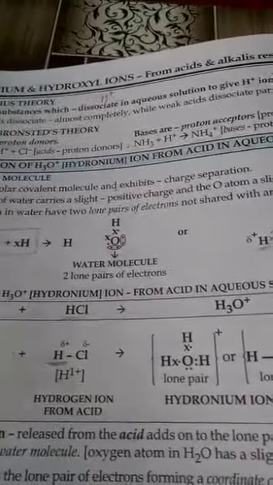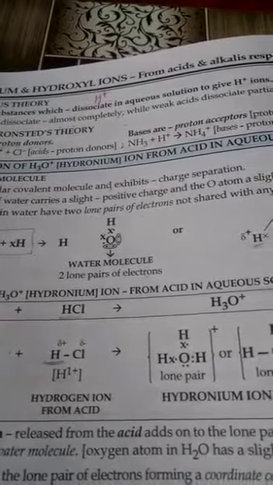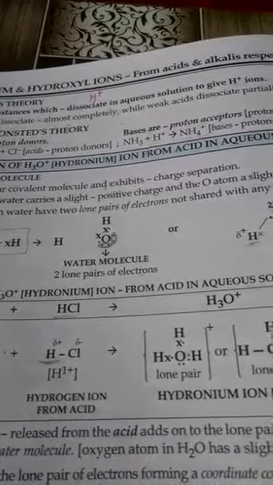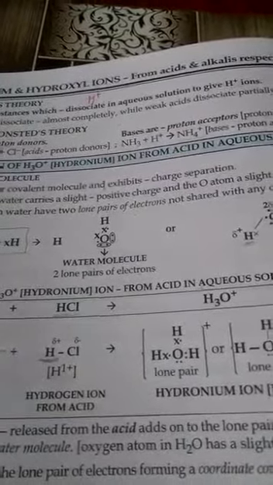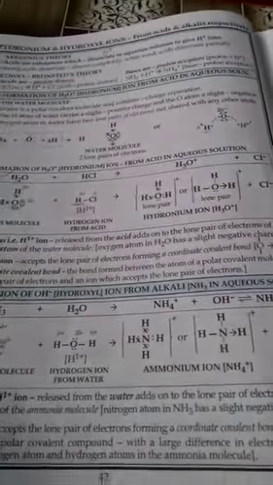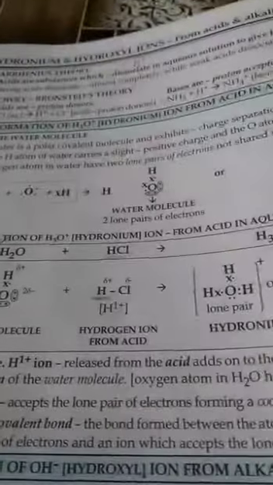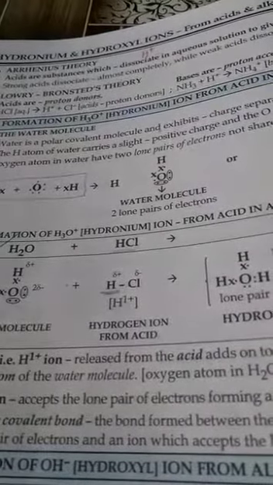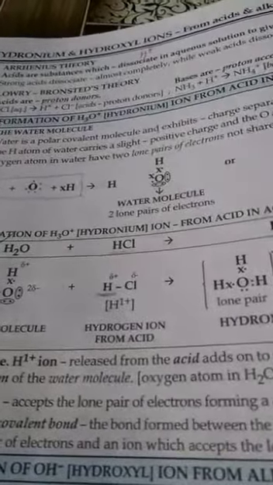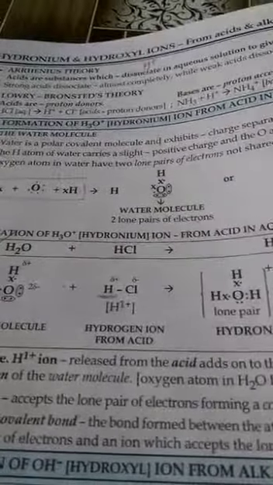Formation of hydronium ion from an acid in aqueous solution, and formation of hydroxide ion from alkali. Now actually these two are the cases of formation of hydronium ion and ammonium ion here that we have already studied in previous chapter during the coordinate bond formation.